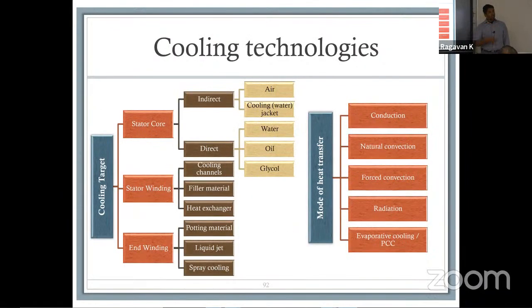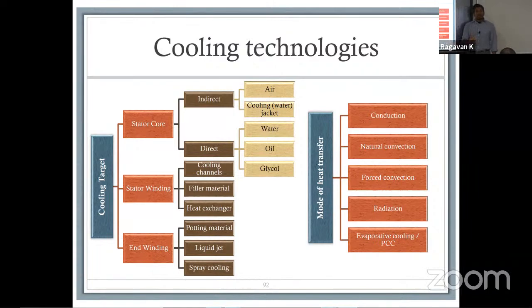So, cooling techniques, to your question, right here, we have, specifically if you're looking at coolant, depending on what you're trying to accomplish. If you're trying to cool the stator winding, stator core, or the end winding, depending on what you are selecting, you would either go for direct or indirect cooling. For the stator core, that's the lamination. For the lamination, you would either have air or a cooling water jacket. For the direct cooling, you would have water, oil, or glycol.